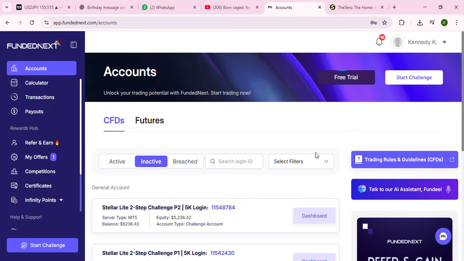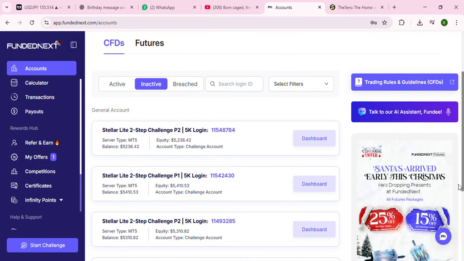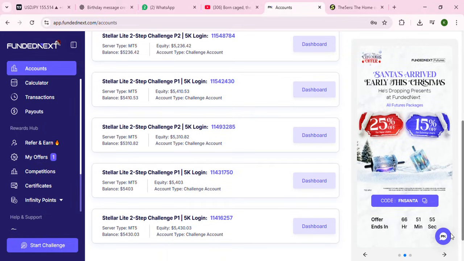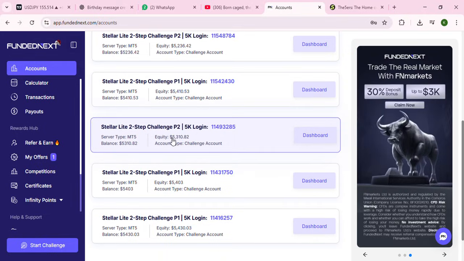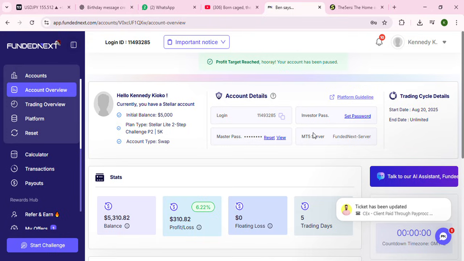All right, guys. Now let's continue. That was one account, that is both phase 1 and phase 2. Let's go to the second account. This is phase 2 on the second account. That was on August 20. That is when I started trading it.